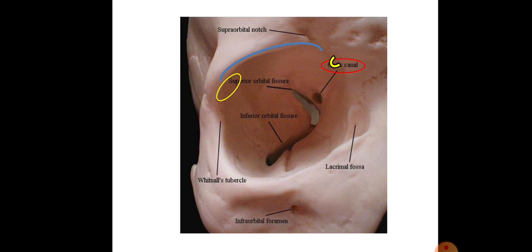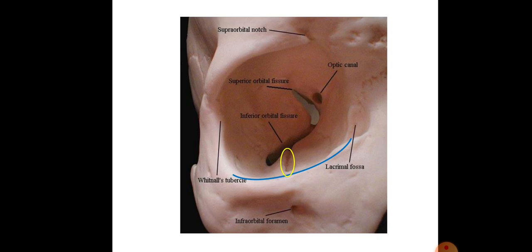This hook-like structure on the anteromedial aspect of the roof is called the trochlea. This transmits the tendon of the superior oblique muscle. The lateral wall is limited anteriorly by the lateral orbital margin. The Whitnall's tubercle is a mild elevation which gives attachment to the lateral check ligament. We will see it later. Then there is a foramen called the zygomatic foramen which transmits the zygomatic nerve.